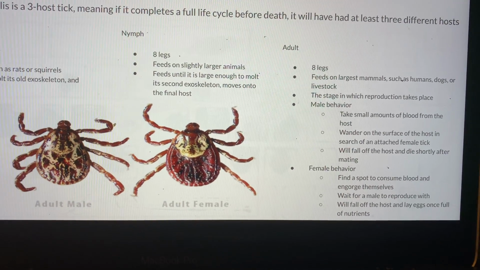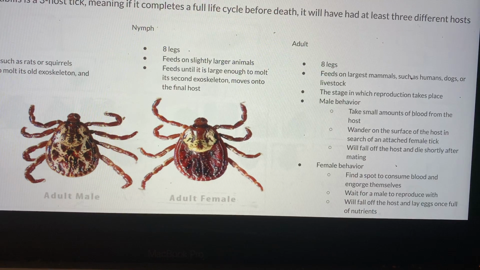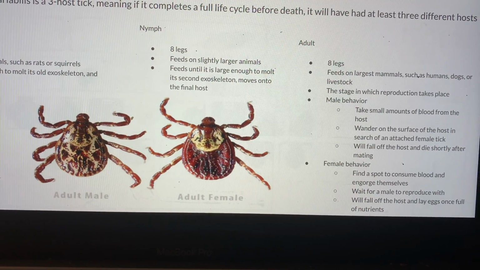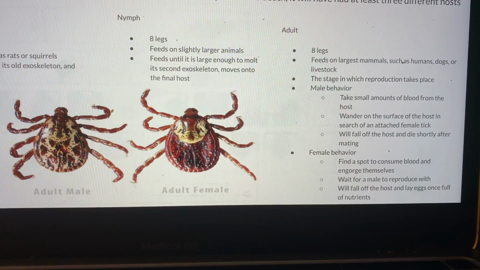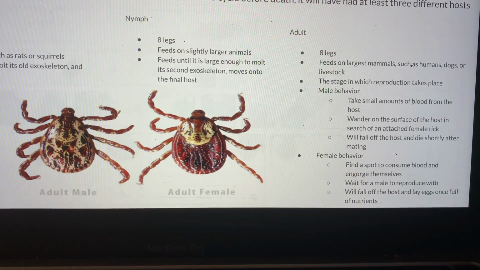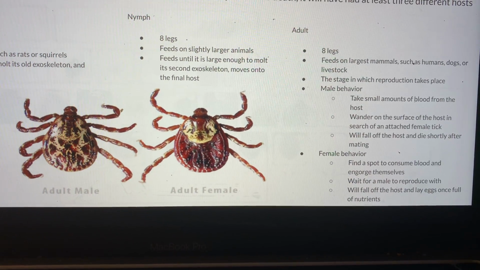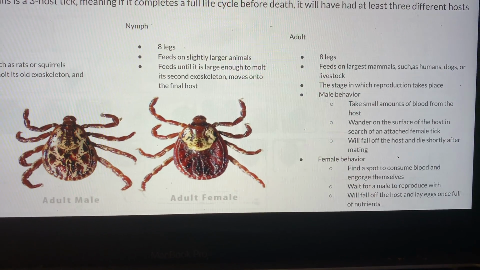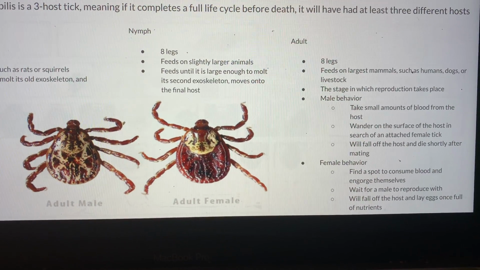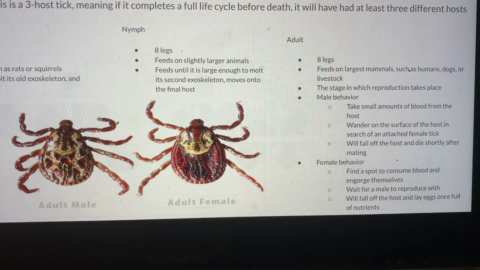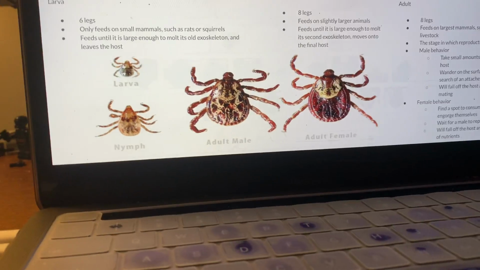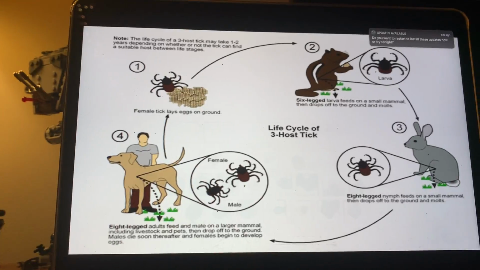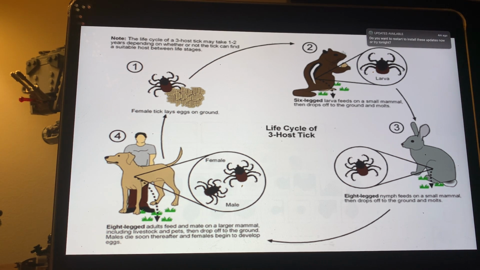As far as the females go, they find a spot to consume blood and engorge themselves. That's when you see the ticks with huge bellies full of blood, really gross stuff. I didn't include any of those pictures in there, but once they're in their spot engorging themselves, they wait for a male to reproduce with. And once that male finds them, they mate, and once fertilized, she will fall off the host and find a good spot to lay her eggs. And then the blood that she gets from the host will be used to support the energy needs of the next generation.